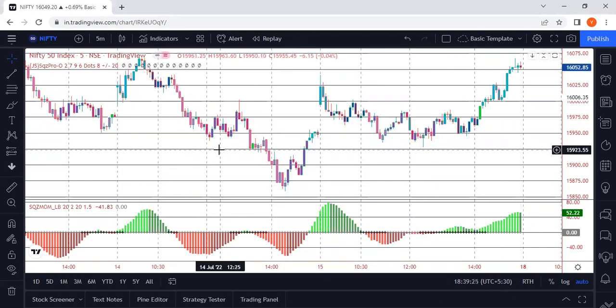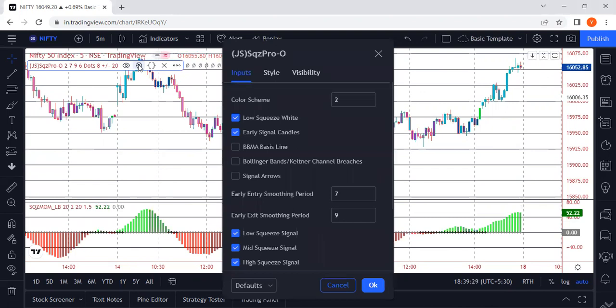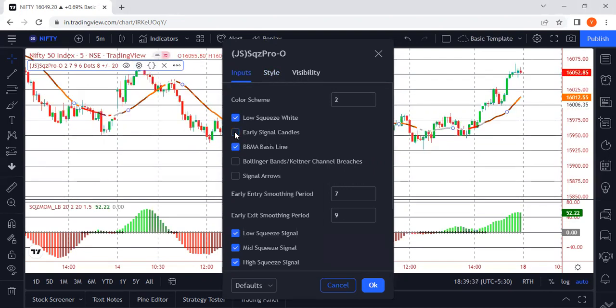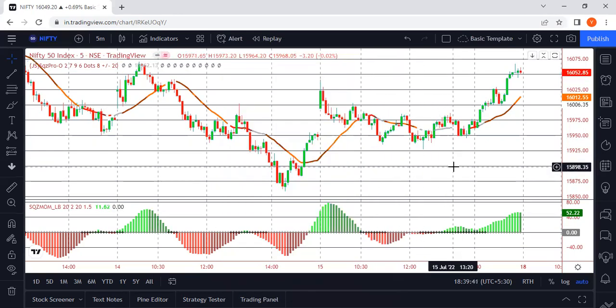These two are all that you need. We are just going to make some changes in the Squeeze Pro indicator. We are going to select the BBMA basis line and early candlesticks, and we are just going to untick them. This is what you will have. Now what does this indicator tell me, or how do I use this combo of squeeze and squeeze pro?